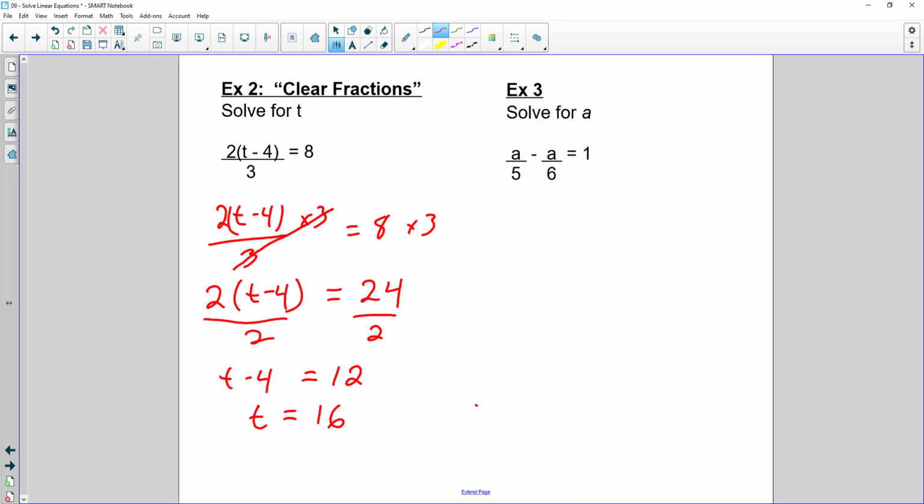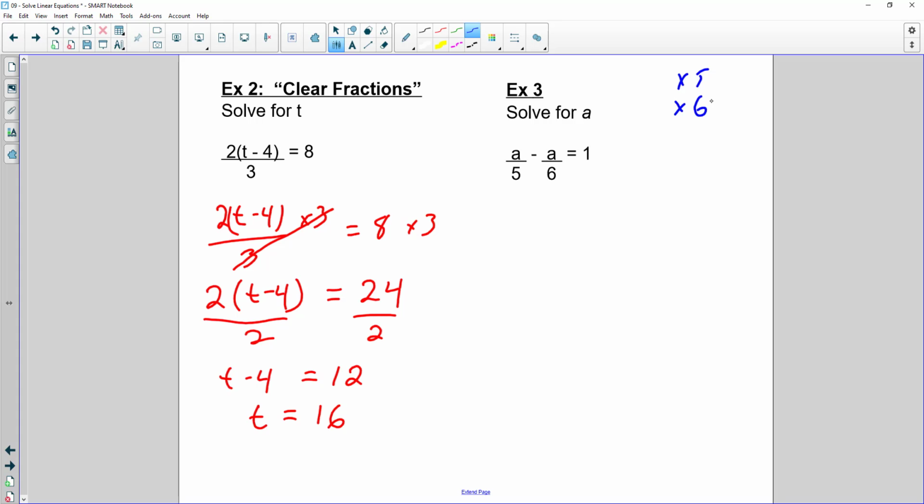What if we have 2 fractions? Well, if we have 2 fractions, we're going to come at it the same way. I want to get rid of fractions. So for the first fraction, how do I clear out that fraction? Well, I multiply by the denominator, so I'm going to multiply by 5. For the second fraction, how do I get rid of the denominator? Well, I'm going to multiply by 6. So I'm going to be multiplying by 5, and I'm going to be multiplying by 6.